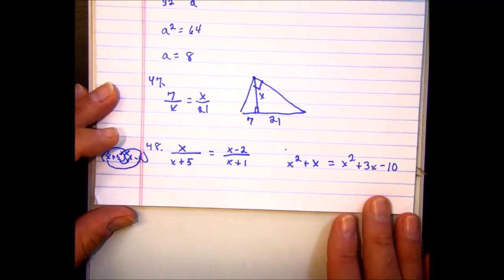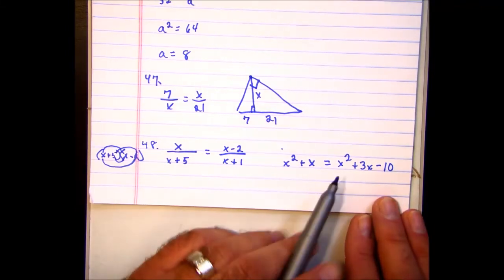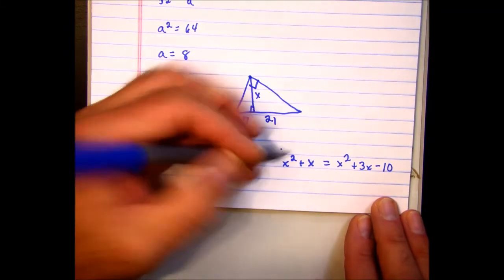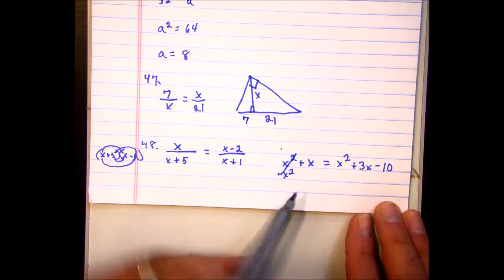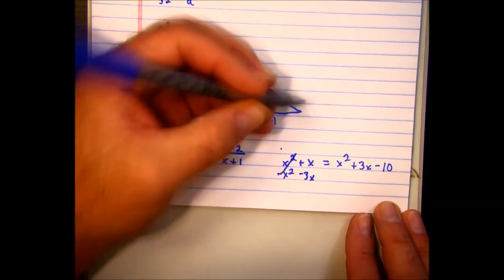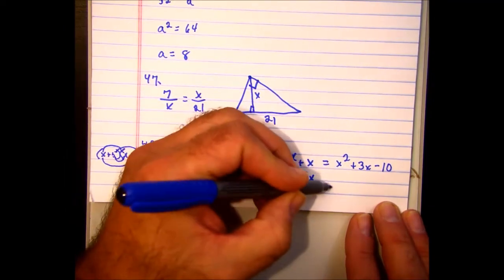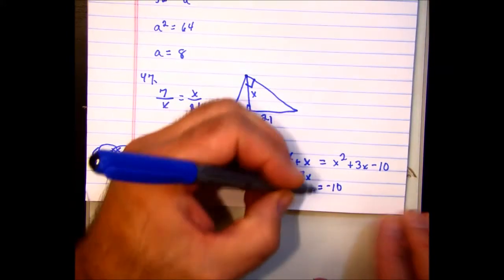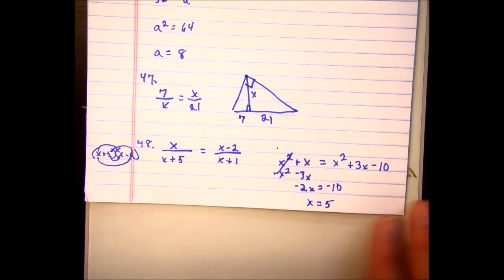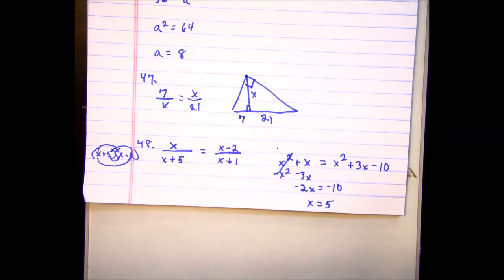All right. And then you solve this equation. So I got to get all my x's to one side. So when I move this over here, it becomes negative x squared, and these cancel out. I move 3x over here, it becomes negative 3x, and I get negative 3x and x is negative 2x equals negative 10. Hopefully then you know you divide by negative 2, you get x equals 5. And then I go back and I make sure I reread the question, and it says, what is the value of x? I found the answer.